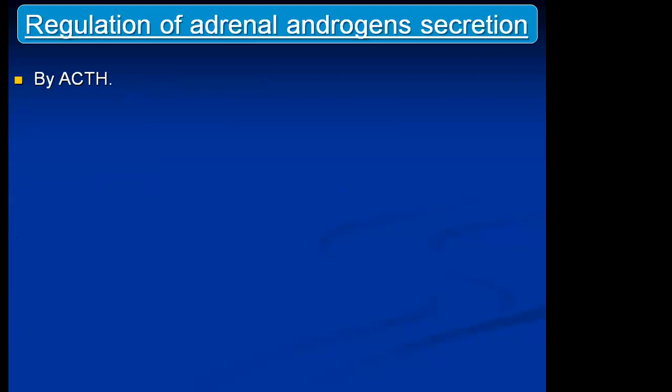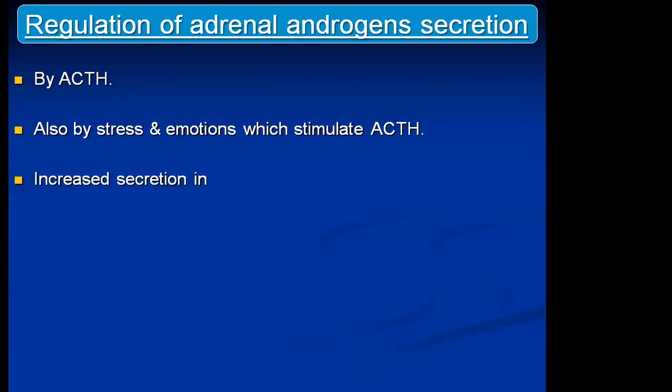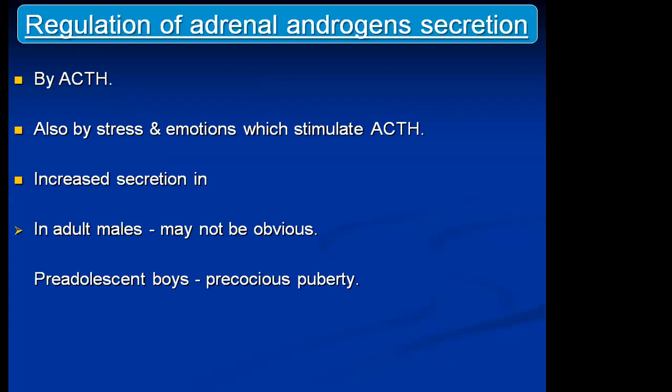Now, how are these adrenal androgens secreted? Again, it is secreted mainly by ACTH, which is secreted by the pituitary. Also, stress and emotions which stimulate ACTH can secondarily lead to an increase in adrenal androgen secretion. Now, as I told you, in adult males, an increase in secretion may not be obvious because it causes a masculinizing effect, so it is not very evident in adult males.